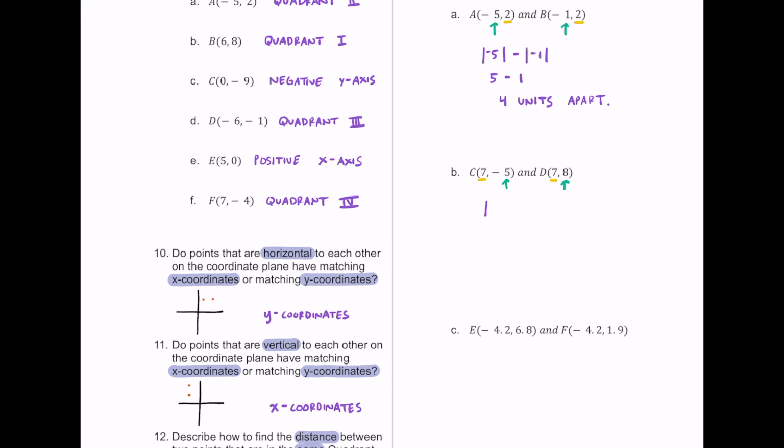If we're adding, it doesn't matter which one comes first, because addition is commutative, meaning you get the same answer either way. So we're going to add the absolute value of -5 with the absolute value of 8. The absolute value of -5 is 5, and the absolute value of 8 is 8. 8 plus 5 is going to be 13. So these are going to be 13 units apart from each other.